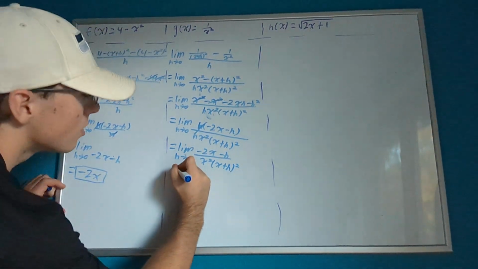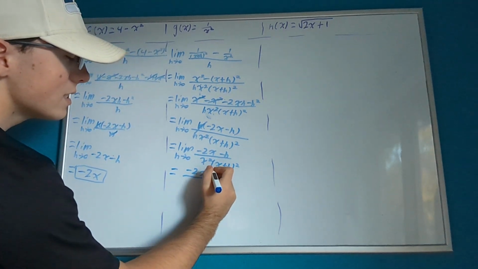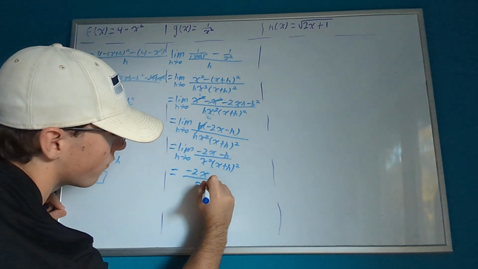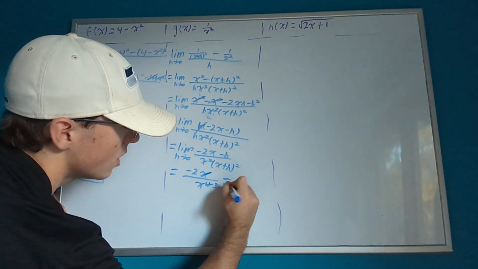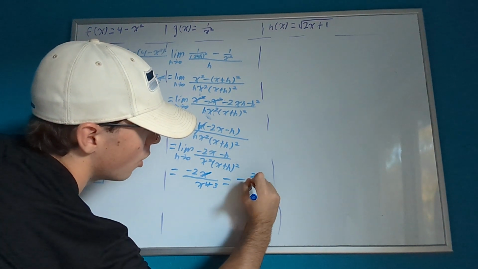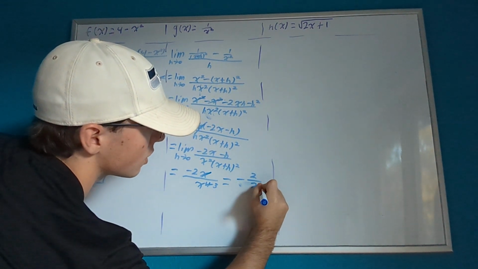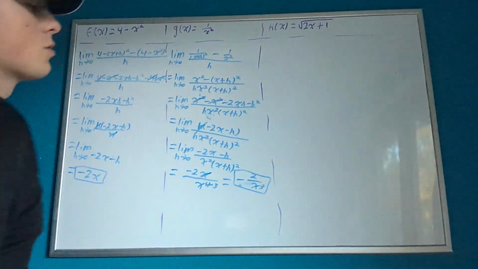And if we do that, we'll get negative 2x over, and then this will become just x squared. So x squared times x squared is x to the 4th. Now, this x can cancel out with this, and this will become 3. So it'll become negative 2 over x cubed. And that's our derivative. Now let's move over to this one.